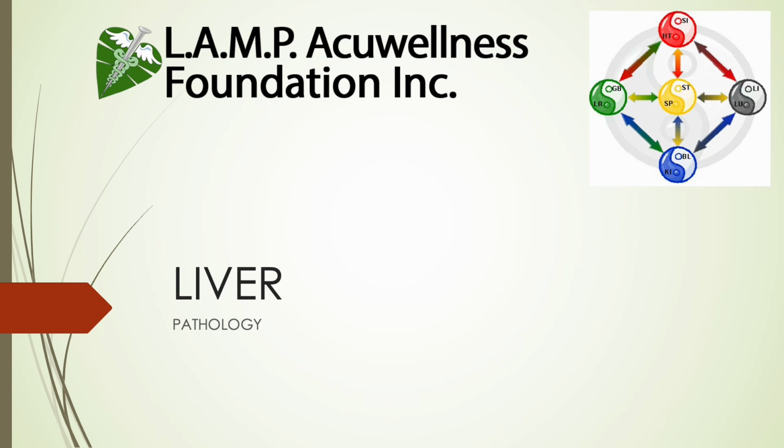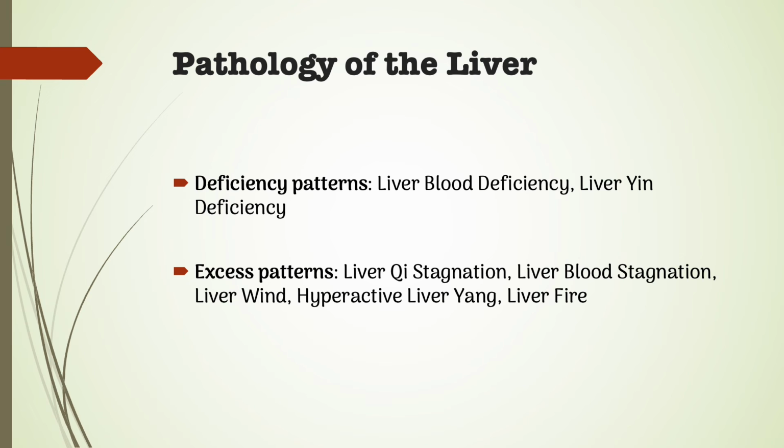Liver pathology. Deficiency patterns include liver blood deficiency and liver yin deficiency. Excess patterns include liver qi stagnation, liver blood stagnation, liver wind, hyperactive liver yang, liver fire.